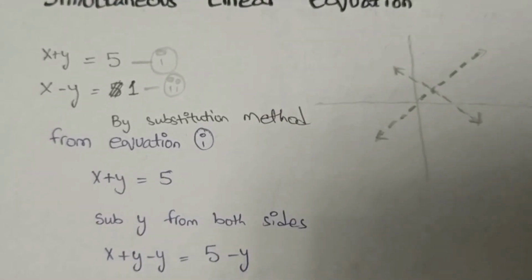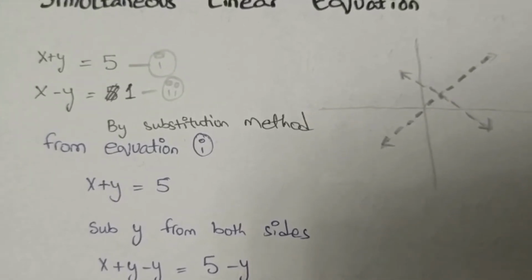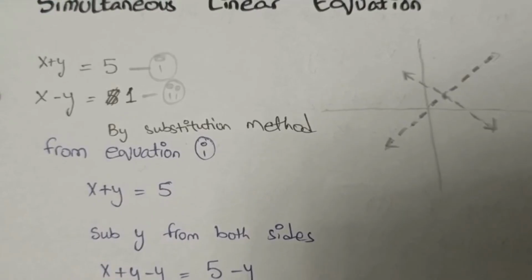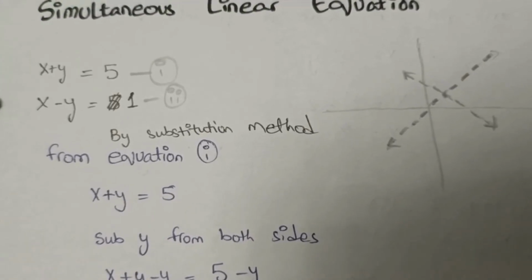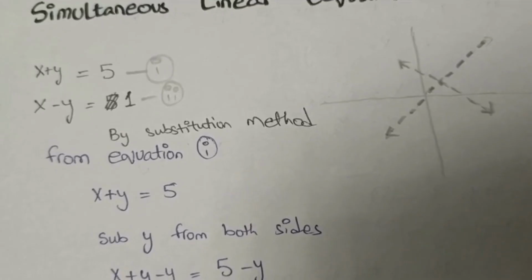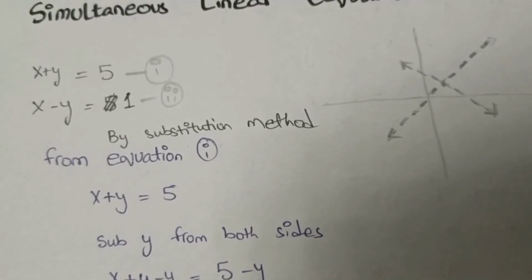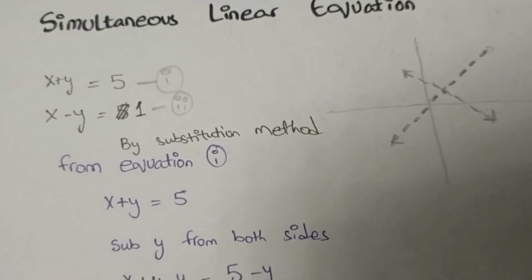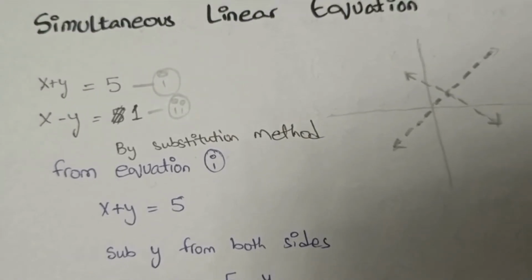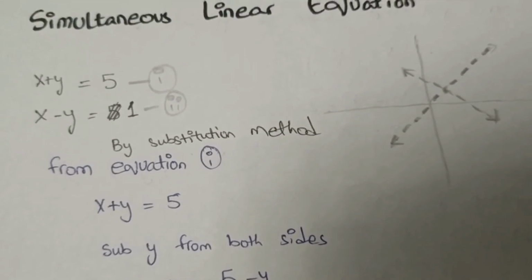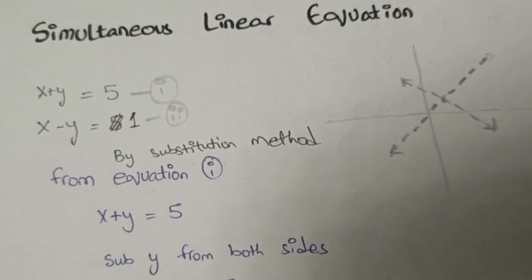So I have an equation, x plus y is equal to 5, and our second equation is x minus y is equal to 1. In simultaneous equations we have two equations with two unknown variables like x and y, and we solve them together to find an answer for both variables. And there are two methods of solving simultaneous linear equations, and that would be the substitution method and the elimination method.